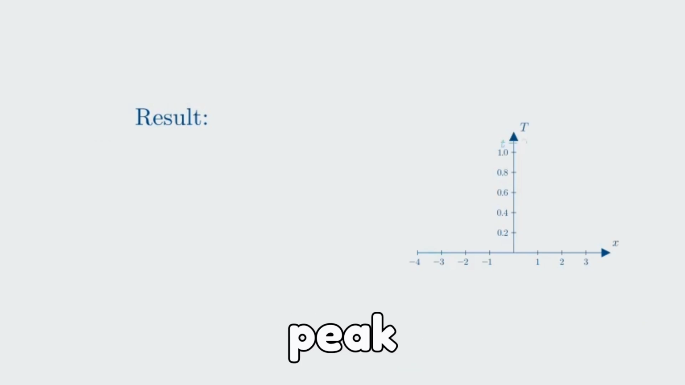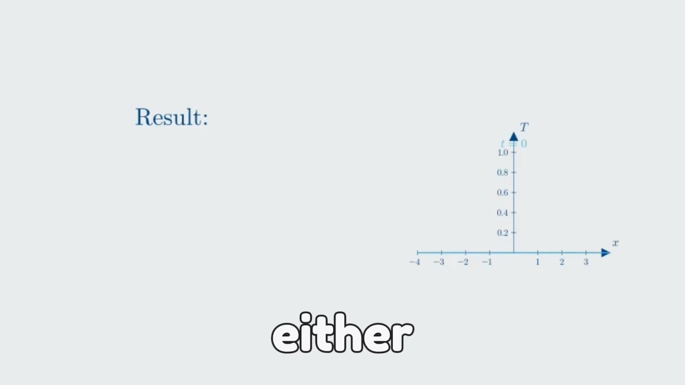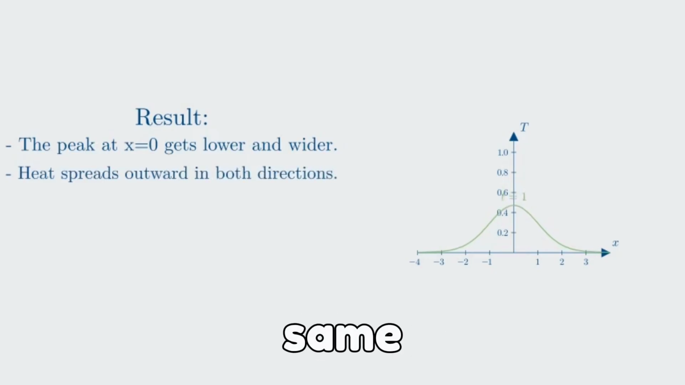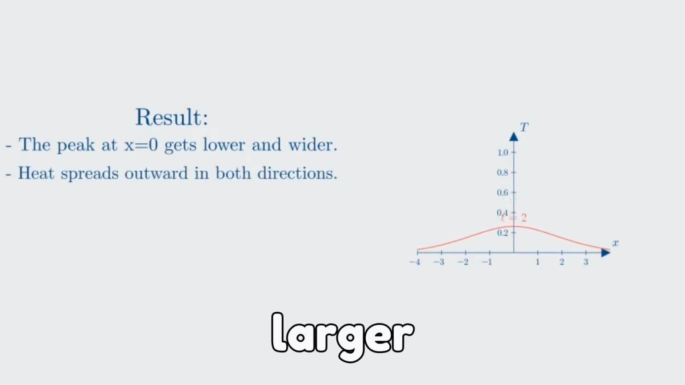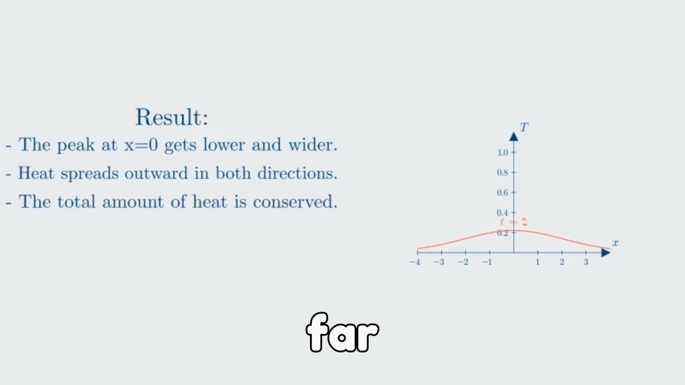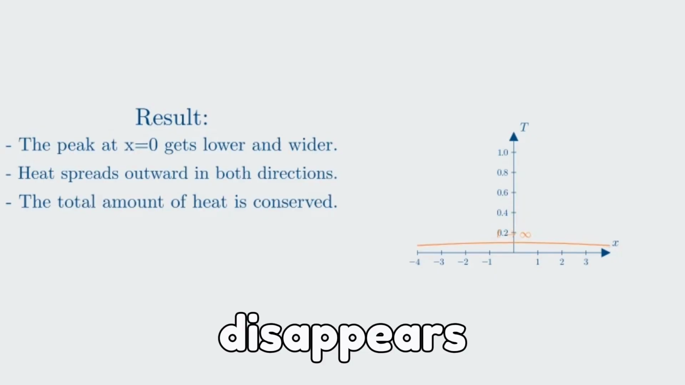Let's see. At time t equals 0, we have a very sharp peak at x equals 0 and 0 everywhere else. The heat at this peak will immediately start to diffuse to the cooler regions on either side. As time goes on, the peak will get lower and wider. The total amount of heat in the rod stays the same. It just spreads out over a larger area. The heat equation predicts that this heat will spread infinitely far, becoming infinitesimally small, but it never truly disappears.